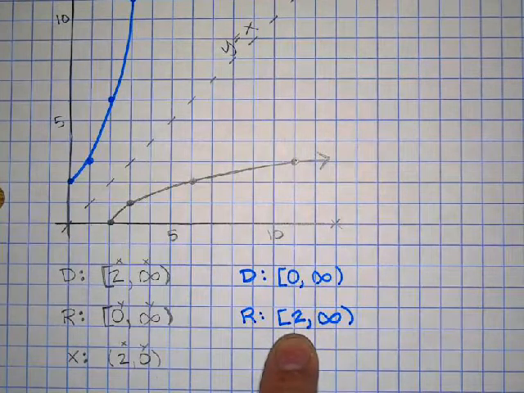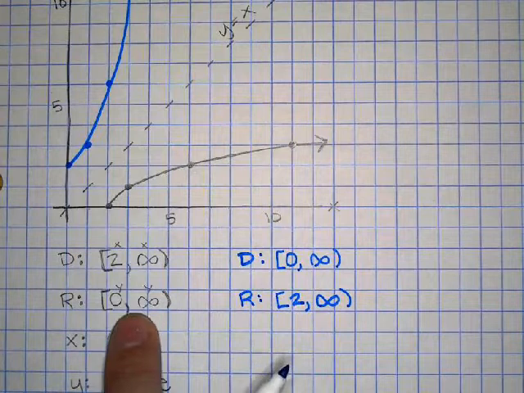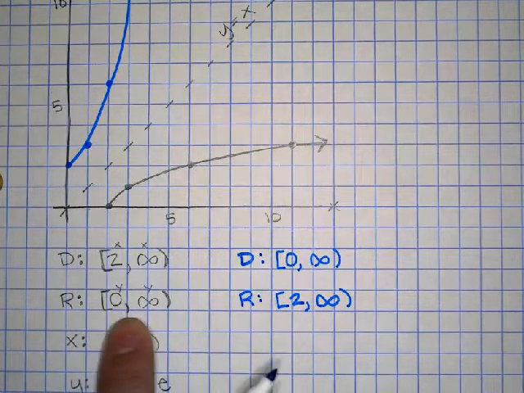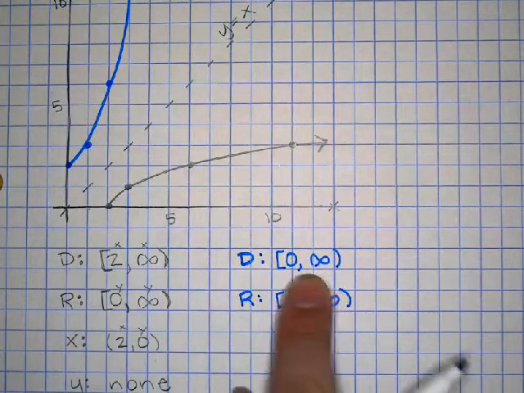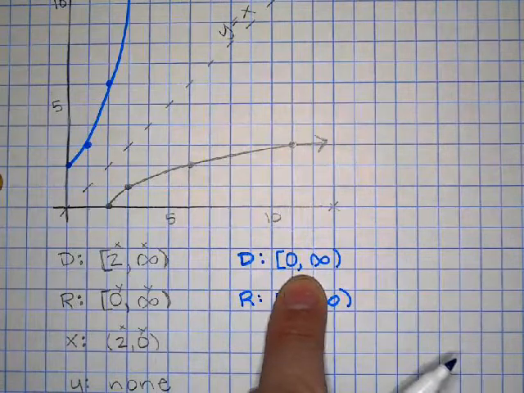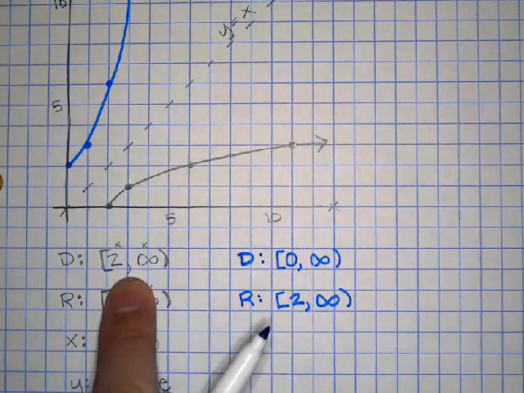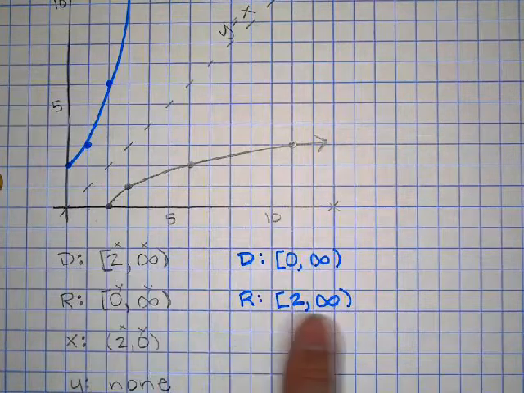So the numbers that used to describe the y's now describe the x's, and the numbers that used to describe the x's now describe the y's, because the y's and the x's traded. Does that make sense? Okay.